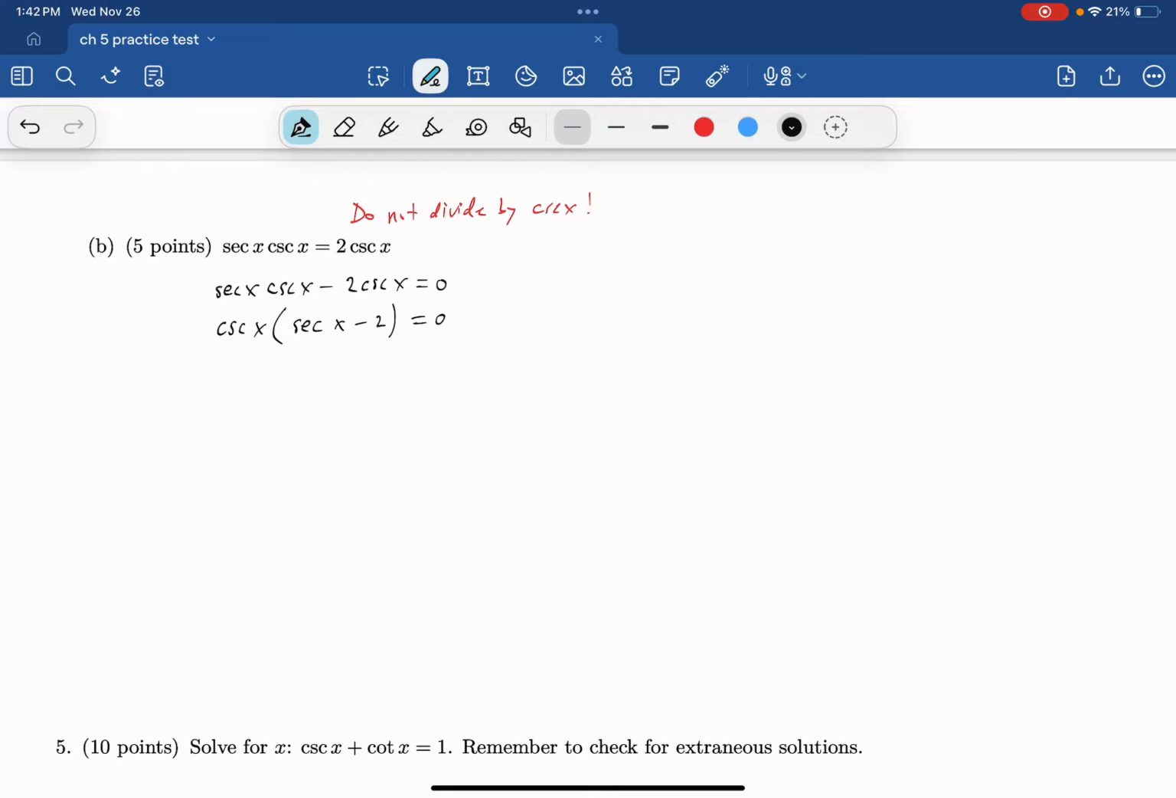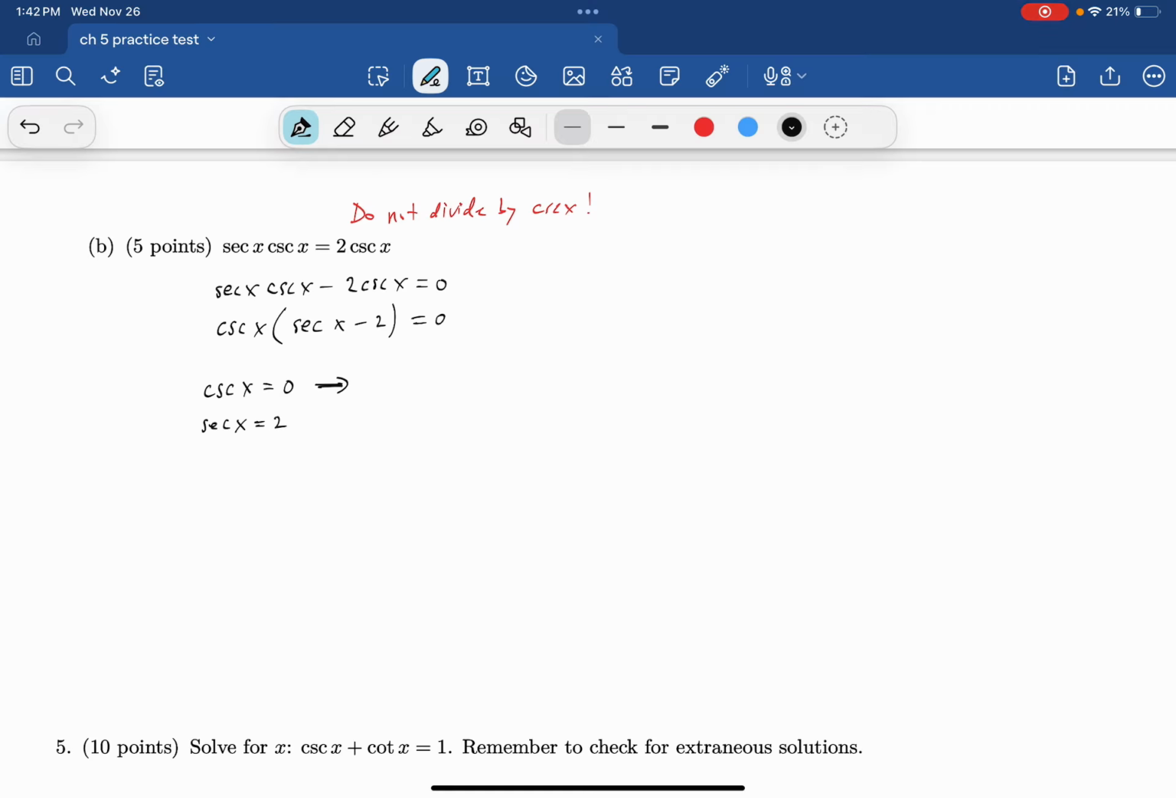And those multiplied together equals 0. That means we split it up into two cases. Either cosecant x equals 0, or secant x equals 2. Okay.